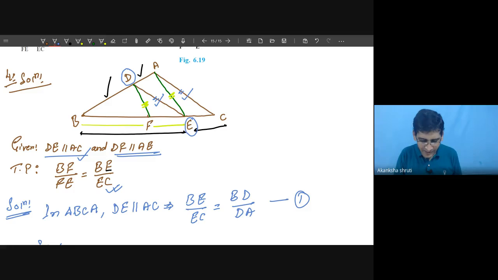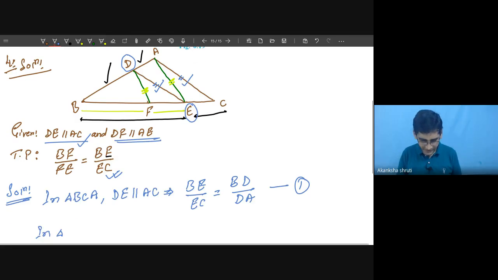Here we observe that we can use the triangle BEA, which is marked in yellow. So triangle B, E and A. Now we are interested in the triangle BEA. In this triangle, DF is parallel to AE. So this way, by understanding the given parallel condition, we have written the triangle first.